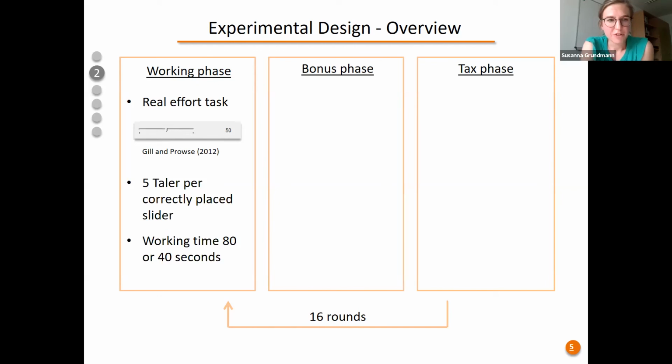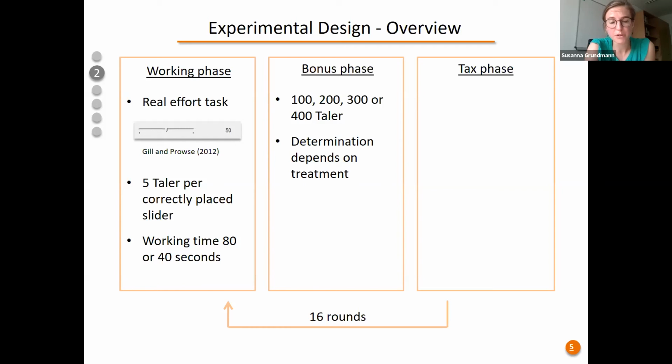The working time for the task alternates between 40 and 80 seconds. Then subjects receive a bonus, which consists either of 100, 200, 300, or 400 thalers, so it's a lot larger than the small piece rate that they can earn in the real effort task. And the determination of the bonus depends on the treatment, and I'm going to go into more detail on this in a minute.